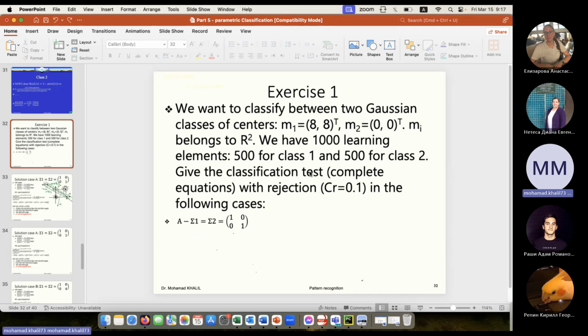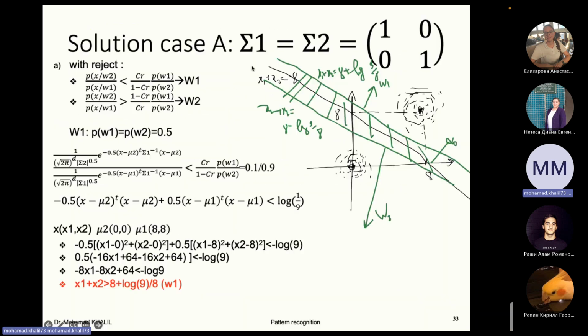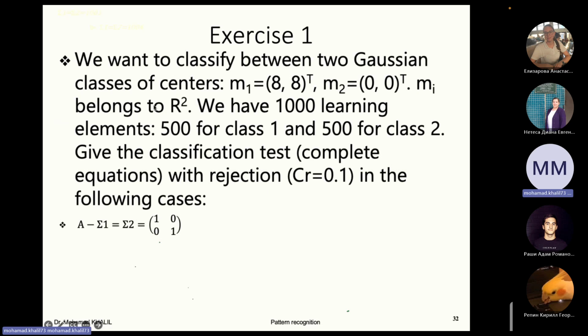Okay, no problem. Remember that in the class you have this. We want to classify between two Gaussian classes, but here it is in R2, with centers M1 and M2. Mi belongs to the class 2 this time. We have 1000 learning elements in the class 1 and 500 in the class 2. Give the classification test, the same, but here with rejection. Pay attention, with rejection, and CR equals 0.1. You have the same 3 cases.